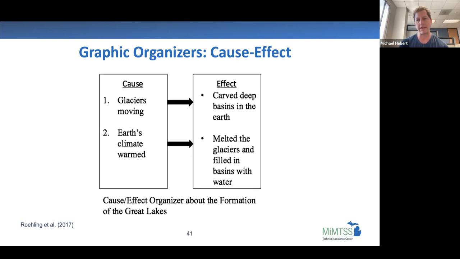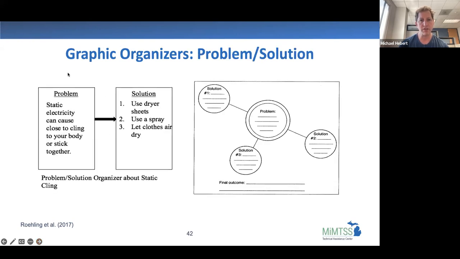If one thing happens, the next thing has to happen, right? Earth's climate warmed and melted the glaciers that filled in basins with water. So there's another cause and another effect, right? And so that's talking about the difference between sequence and cause-effect, which is important. And then problem-solution, similarly to cause-effect, there may be more than one cause, more than one effect. In this case, there might be one cause that leads to multiple potential solutions.